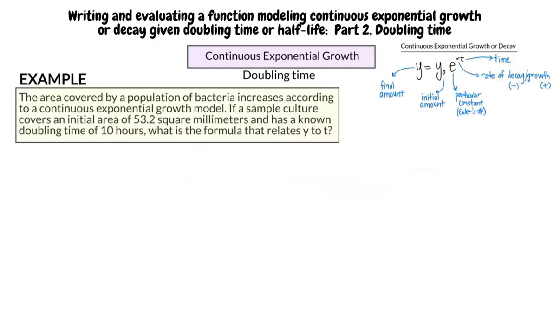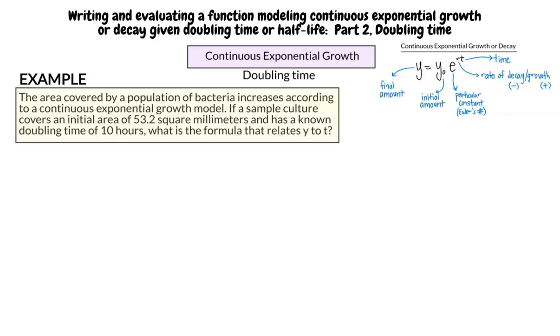The area covered by a population of bacteria increases according to a continuous exponential growth model. If a sample culture covers an area of 53.2 square millimeters and has a known doubling time of 10 hours, what is the formula that relates y to t?